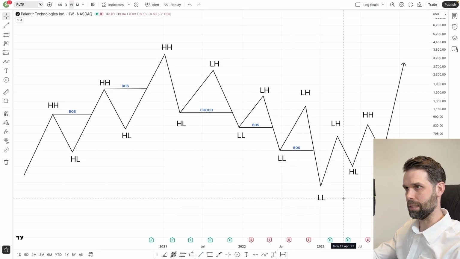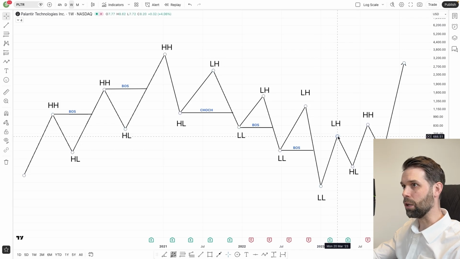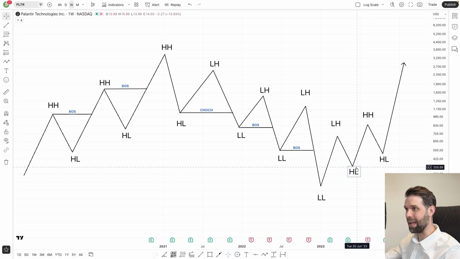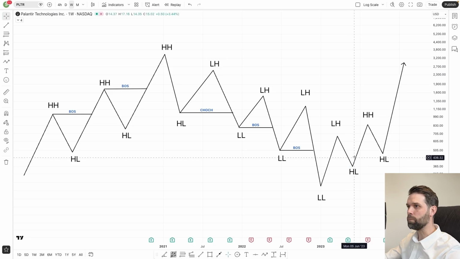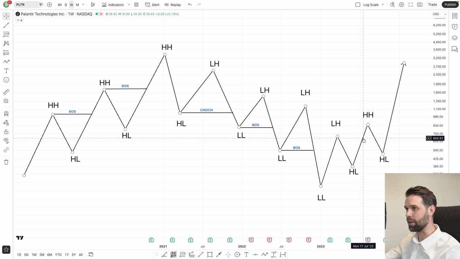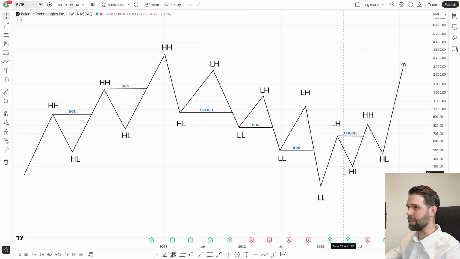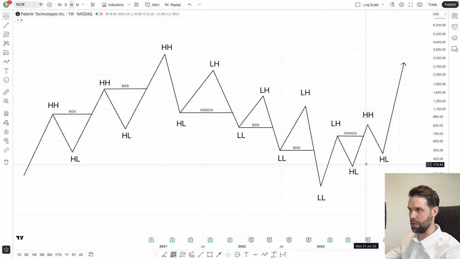The trend is continuing. So we make a lower low, we make a lower high, but here is a first sign of potentially the trend changing. We now make a higher low. So we don't continue going lower. We make a higher low. And as price crosses here, what we actually have is a change of character. We have a change of character right here because now price is closing candles above this previous high and the character is changing. We're no longer making lower lows. We've made a higher low, and there we have a change of character.